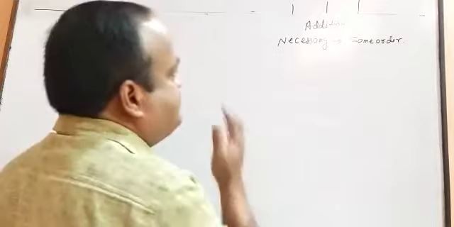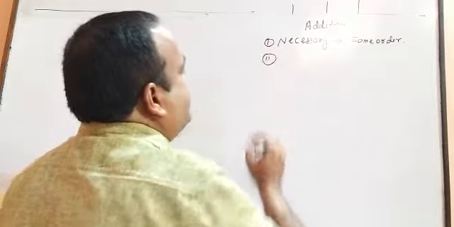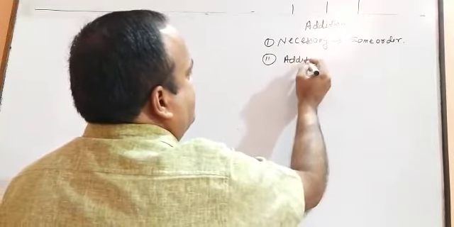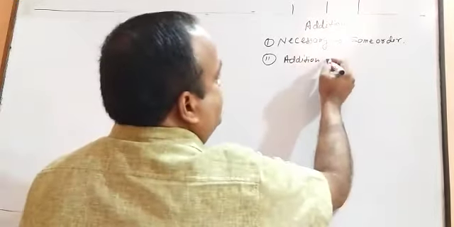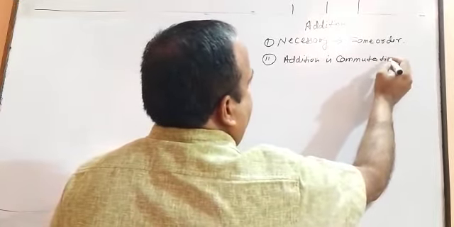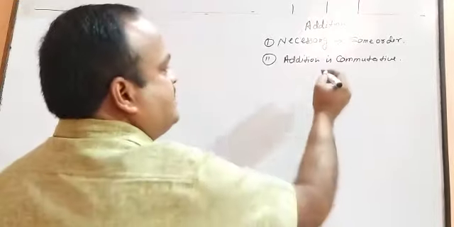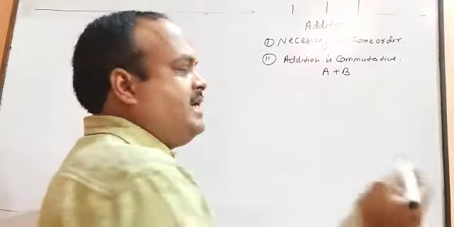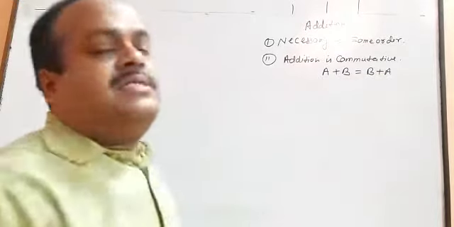Second thing, addition of matrices is commutative. Means A plus B gives the same result as B plus A gives.